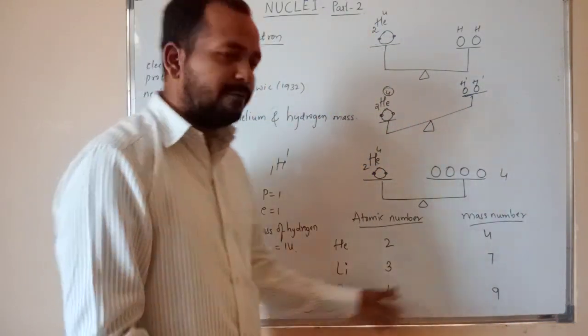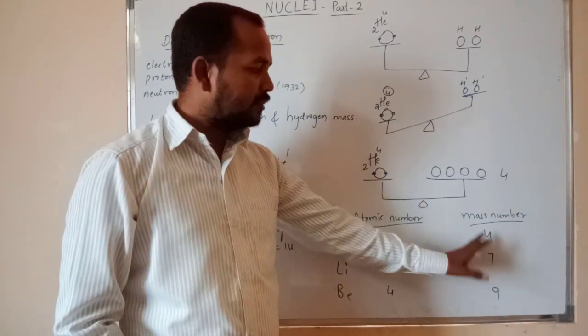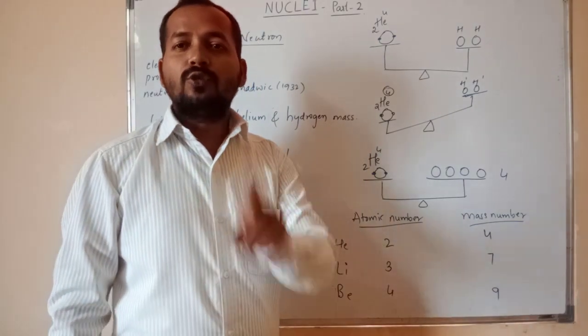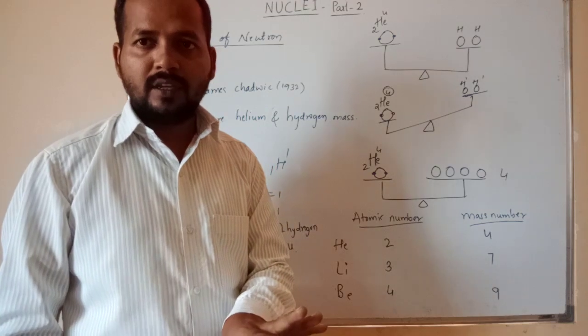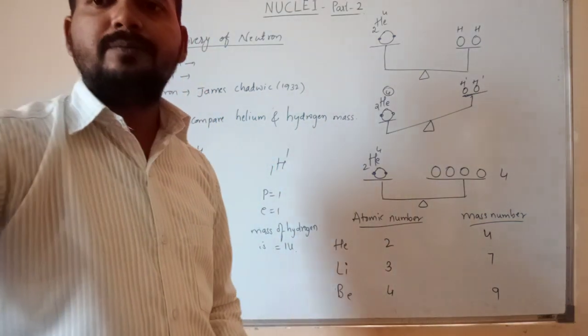That means there is some difference. There are some additional particles also there. That's why the whole mass number is because of those additional particles also. Those additional particles are called neutrons. And those neutrons were found by Chadwick. That experiment we'll see now.